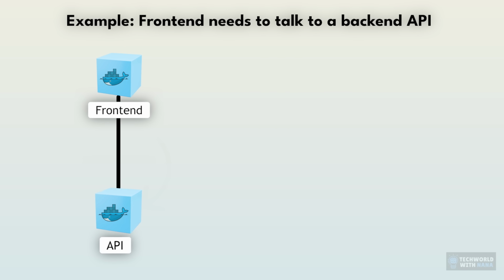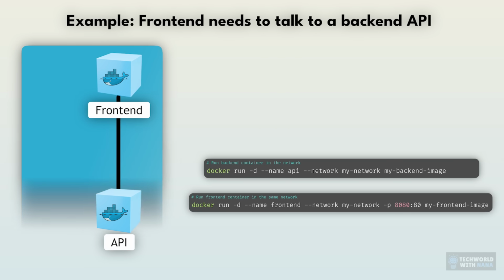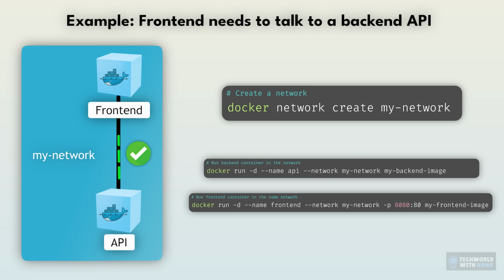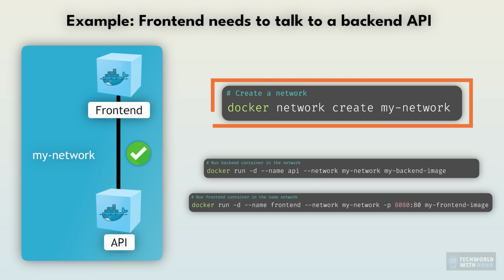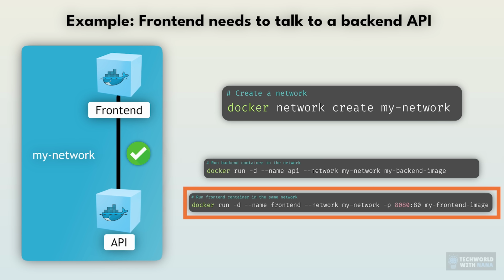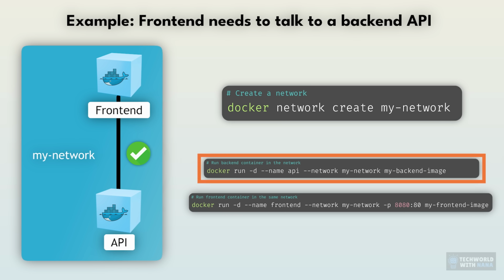For example, if you have a front-end application that needs to talk to a backend API, you can run them in the same Docker network once you create that network, so that they can talk to each other in that network. And you can create a new virtual network in Docker using the docker network create command. So in this example, the front-end container will be able to communicate with the backend container using the container name API as the host name because they are in the same container network.